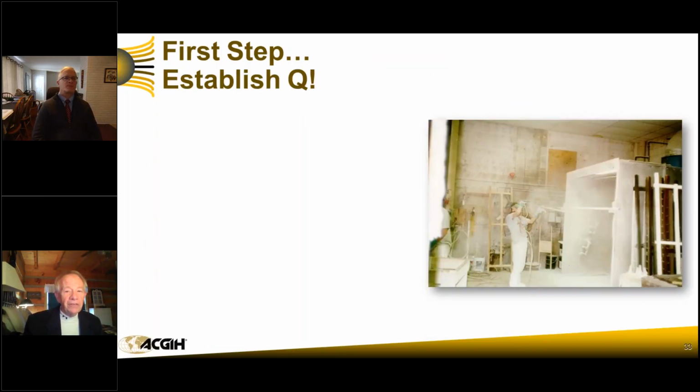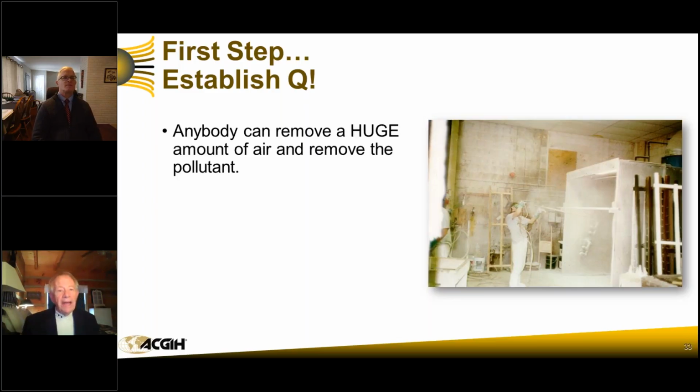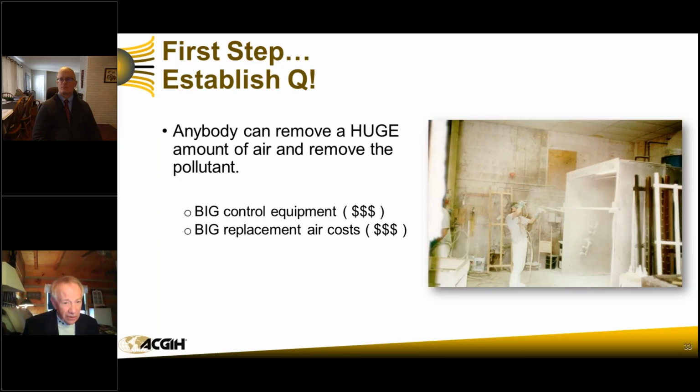First step, establish Q. We've got to come up with a volumetric flow rate. Anybody can remove a huge amount of air and remove the pollutant. That was in what Greg just talked about in the last module on dilution ventilation. That requires huge amounts of air in order to get the contaminant out. So anybody can do it in that fashion. But it requires very big control equipment if you're going to get out the contaminant. It also requires big replacement air cost and big fans with big motors.